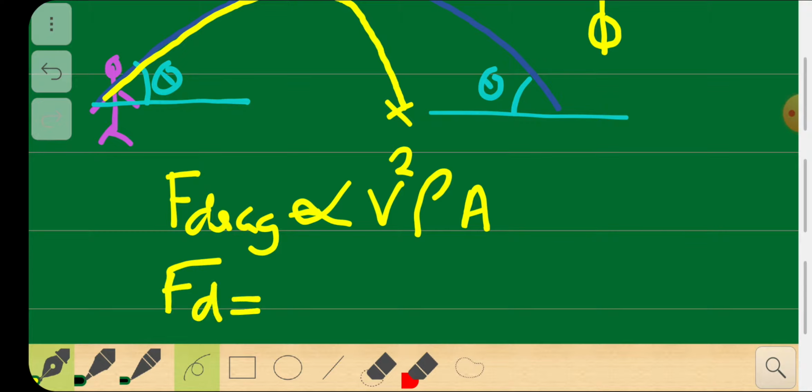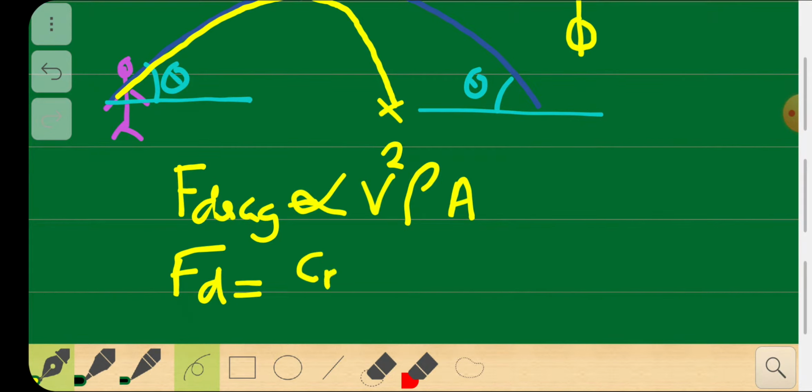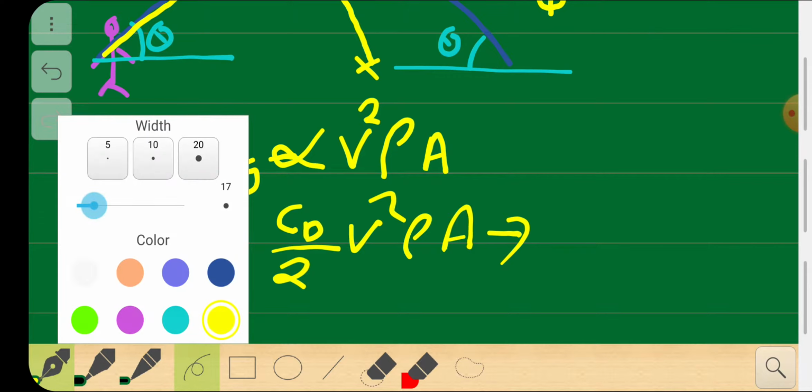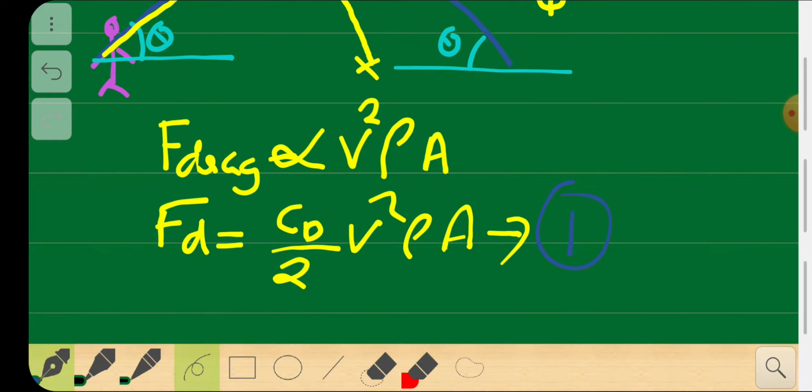F drag must be equal to some constant. Here, based upon historical data, we are using a constant which is called Cd by 2. Cd is a constant, the coefficient of air drag, right? So F drag equals Cd by 2, v square, density rho times A. Okay, so Cd has a peculiar value here. Let's call this equation 1. So this is equation 1, and Cd has a special quality here.